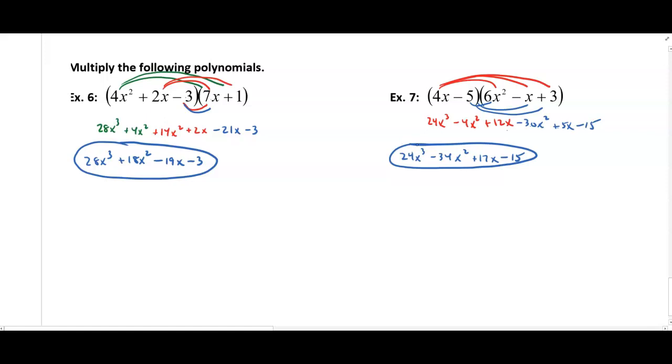So the process is no different, right? Other than each term in the first polynomial has to be distributed to the second polynomial. Okay?